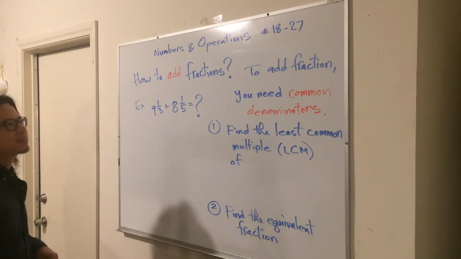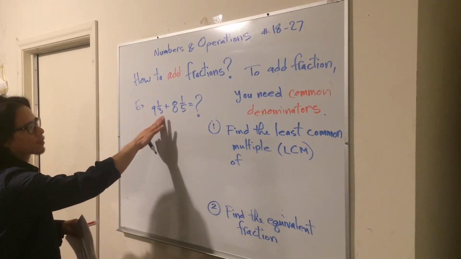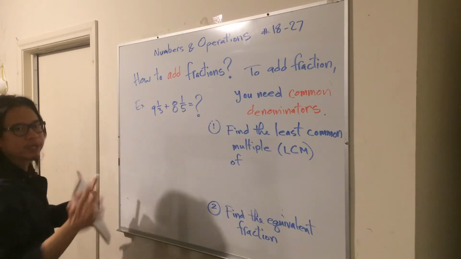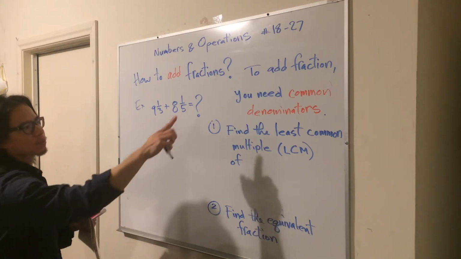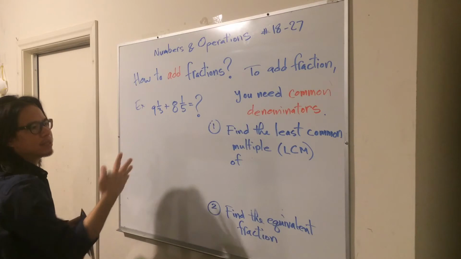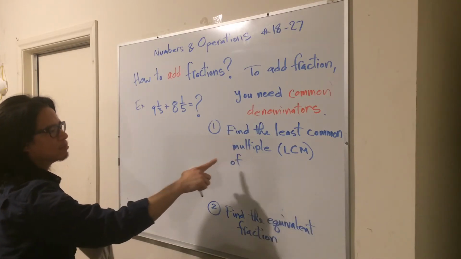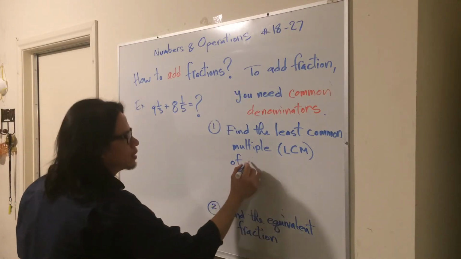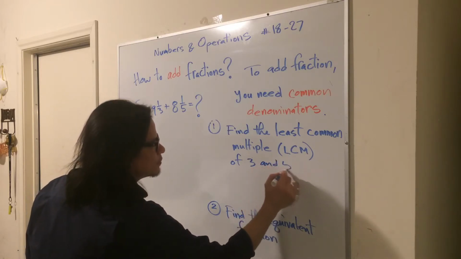Okay, so first thing first, we have different denominators here, 3 and 5, so we can't add them yet. In order to add these two guys here, you need common denominators. Okay, we need the bottom numbers to be the same. Therefore, we need to find the least common multiple of these two numbers, 3 and 5. Okay, so find the LCM of 3 and 5.